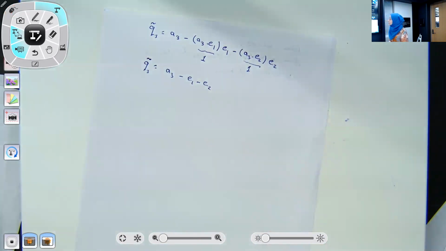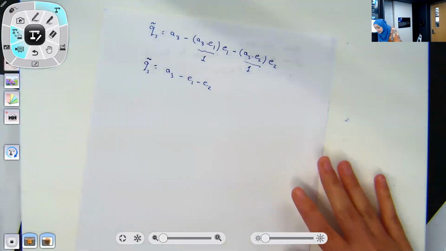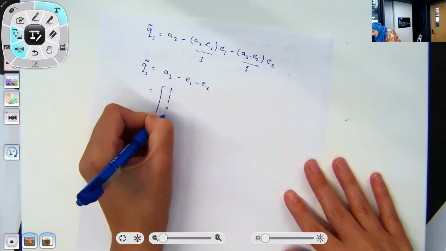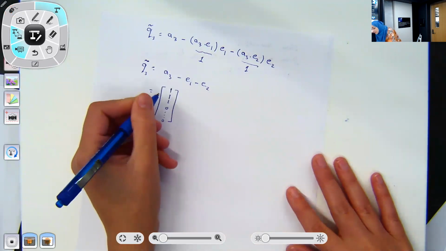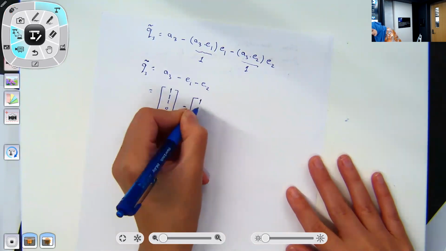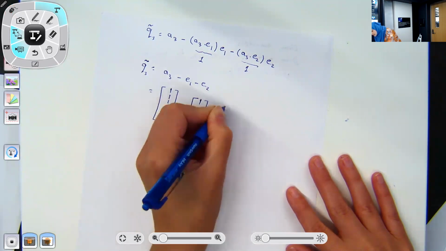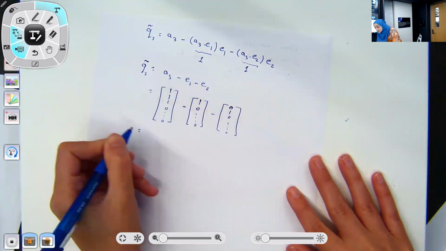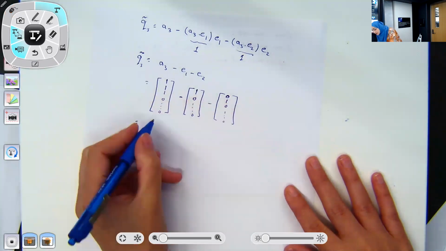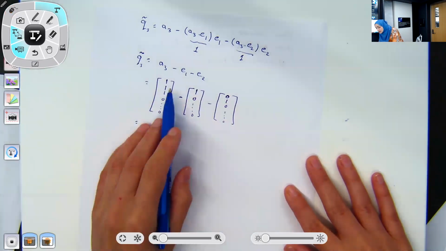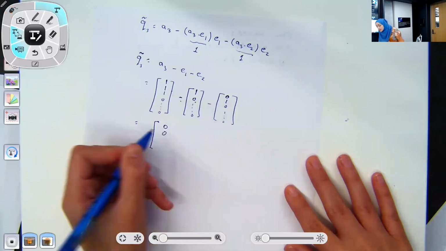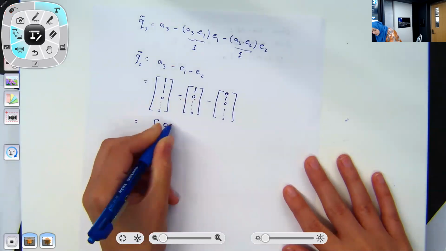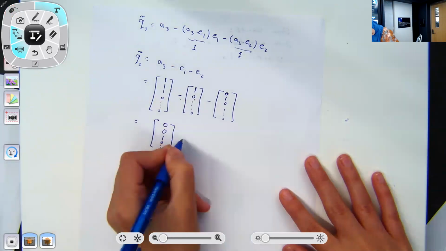The same thing, we need to find the value of Q3 tilde. We know that the value of A3 is 1, 1, 1, and the rest is 0. Just three ones at the beginning. Minus E1, which is 1, 0, and the rest is 0. Minus E2, which is 0, 1, and the rest is 0. If you subtract, 1 minus 0 will be 0. 1 minus 0 minus 1 will also be 0. 1 minus 0 minus 0 is 1, and the rest is 0. This is the same as E3.